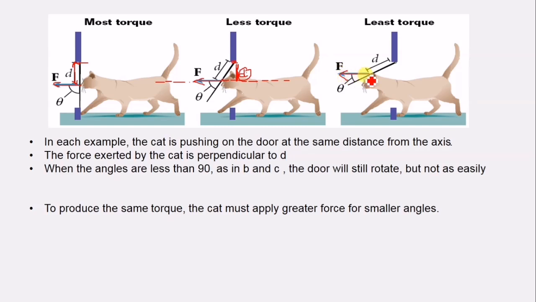So for the force exerted here, if I want to find the lever arm, I start from the pivot and I take it perpendicularly to the line of action of the force. So this is the lever arm. This is the lever arm. Okay, so in each example the cat is pushing on the door at the same distance from the axis.